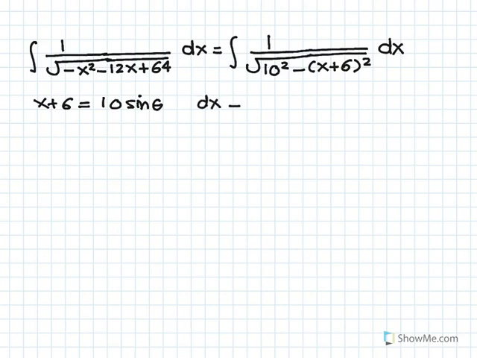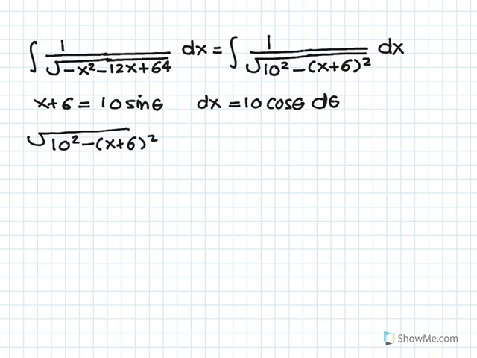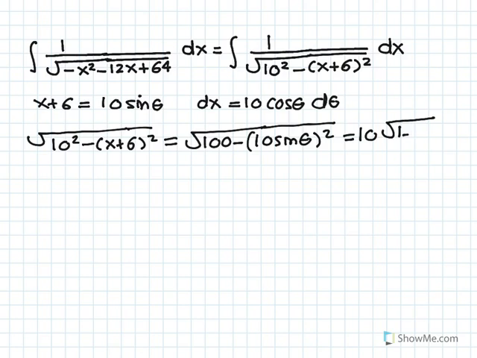Differentiate both sides, dx is equal to 10 cos theta d theta. So we have root of 10 squared minus x plus 6 squared. This is equal to root of 100 minus x plus 6, that's 10 sine theta, all squared. If we do a bit of algebra and remove the 100 outside the radical, root of 100 is 10, factor it out, we get 10 root of 1 minus sine squared theta. But this is a trig identity. Cos squared theta plus sine squared theta is equal to 1. So 1 minus sine squared theta is equal to cos squared theta. So we get 10 root of cos squared theta.